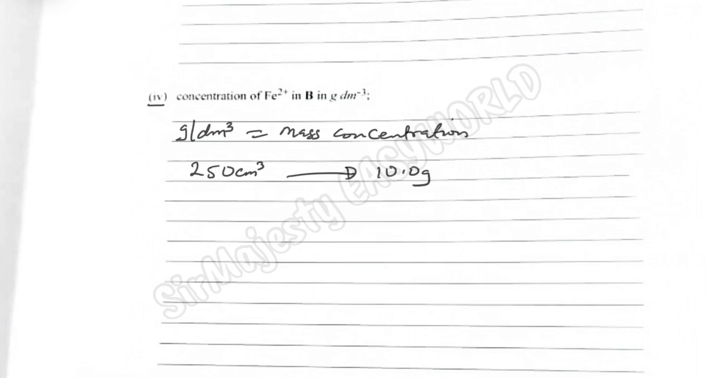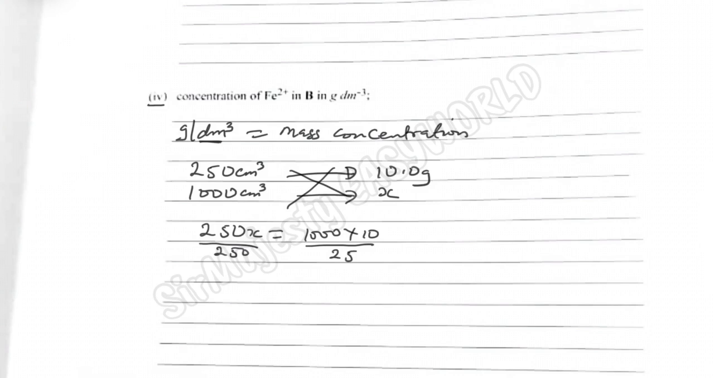Now, concentrations are in dm cube, not in 250 cm cube, and 1 dm cube means 1000. So they are asking: if 250 can hold 10 grams, what will 1000 hold? By the multiplication factor, it should be 40, but in normal mathematics we cross multiply, such that 250x is equal to 10,000, because 1000 times 10 is 10,000. Making x the subject of the formula, we divide both sides by 250. The 250 cancels, and 10,000 divided by 250 gives you 40 gram per dm cube. This is the answer to this question.